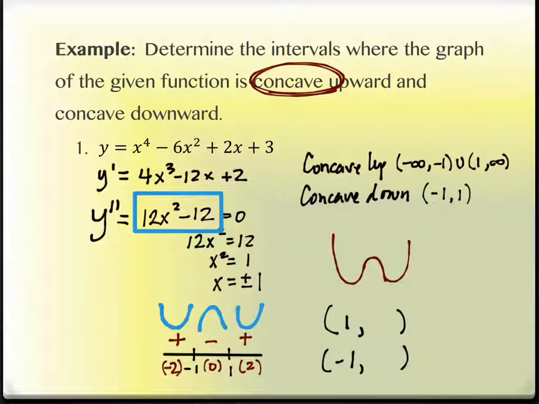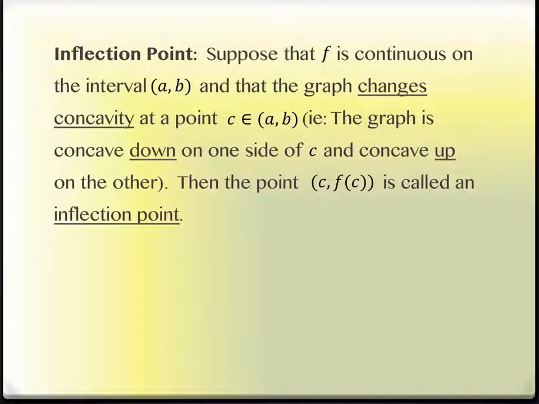So you can have multiple inflection points. You can have 1 inflection point. You can have no inflection points. Parabolas have no inflection points. Parabolas are constantly concave up or constantly concave down. So when you do have them, they're called inflection points.